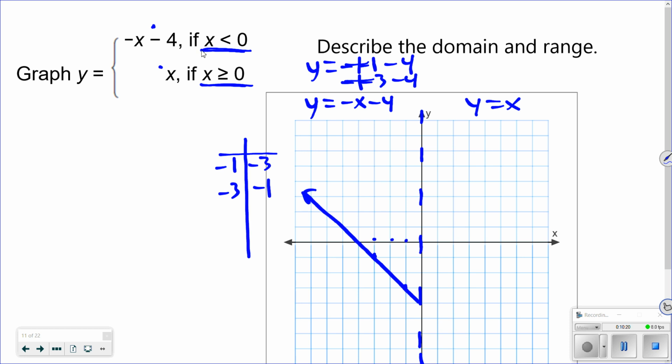We can actually decide now if it's open or closed. That one does not have an equal sign, so we're going to do an open dot. Because it's just less than, it's not less than or equal to.